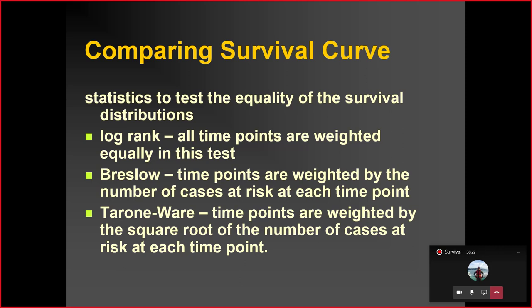So now we have three different tests. We have the log rank, the Breslow, and the Tarone-Ware. What is the difference? It's about how much weightage is given. Are they all given equal weightage, or are they weighted by the number of cases at risk at each time point? Because we know already, if we use log rank, everything has equal weightage.